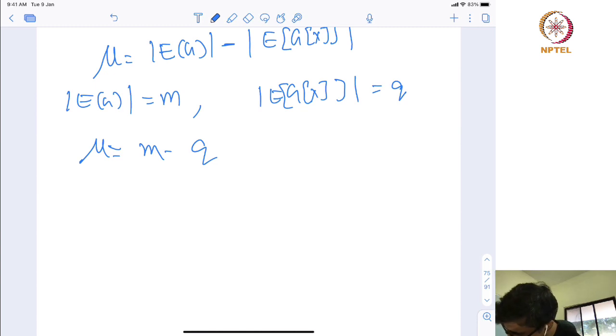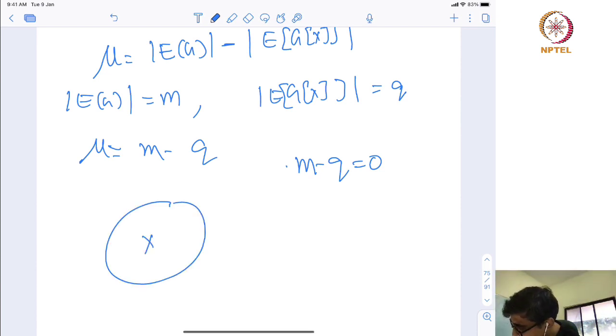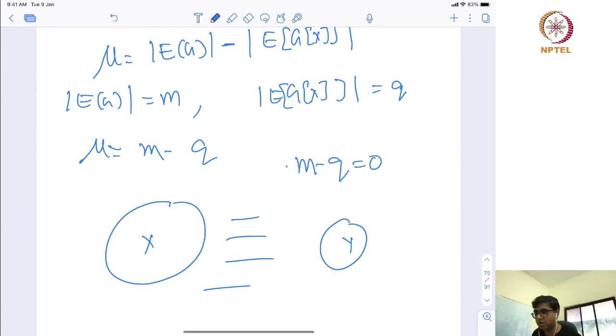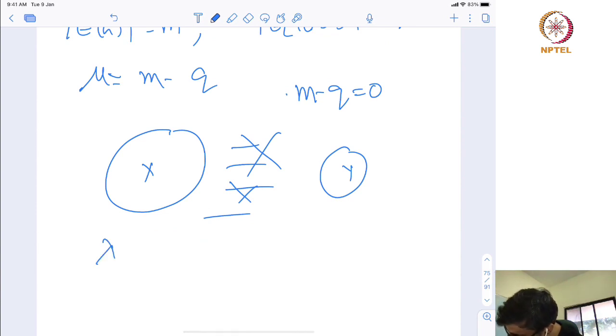So my induction hypothesis is, let's say, that M minus Q is 0. What is the meaning of M minus Q being 0? So here you have an X and here it is Y, and there are no edges here. That is what it means. Look at the total number of edges. If I delete the number of edges which are here, they are 0. It means there are no edges between X and Y. In this case, lambda for the XY cut is also 0.